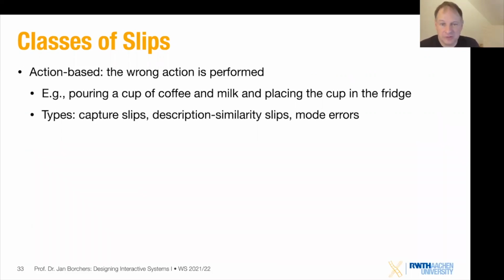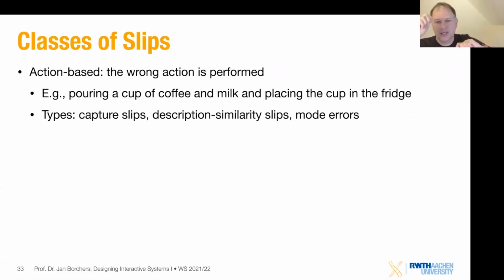So that's action-based because you perform the wrong action. And these action-based slips, you can further characterize in detail as capture slips, description similarity slips, and mode errors. We're going to get into more detail about these in a minute. So we've got mistakes and slips: conscious or intentional versus accidental.